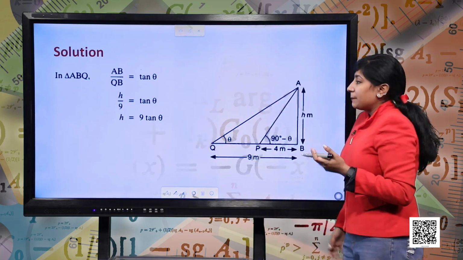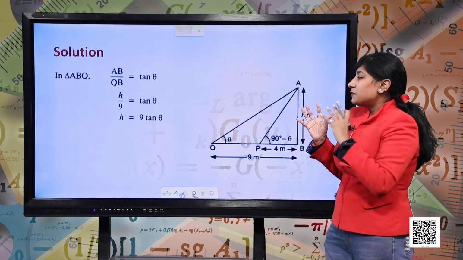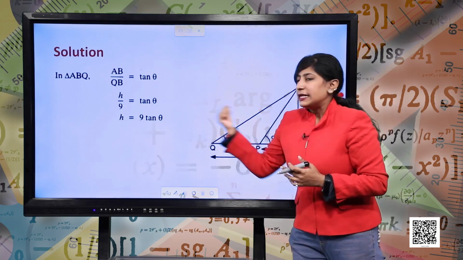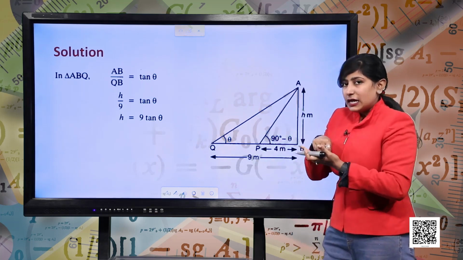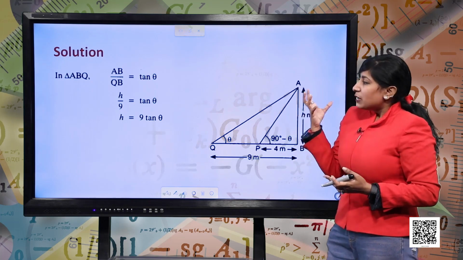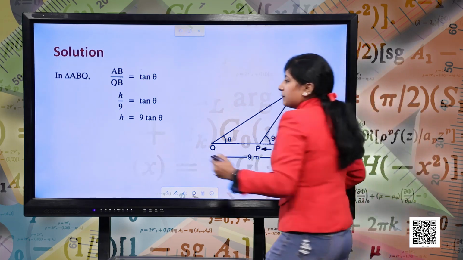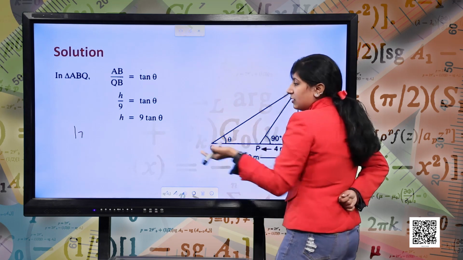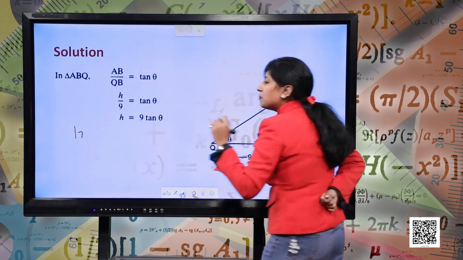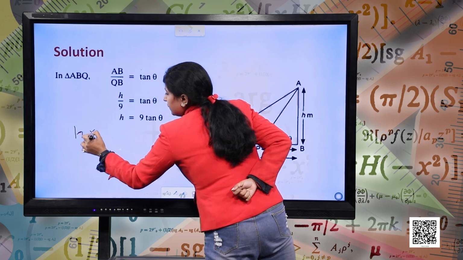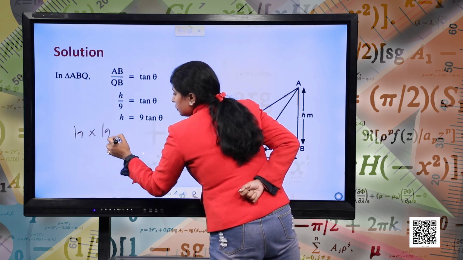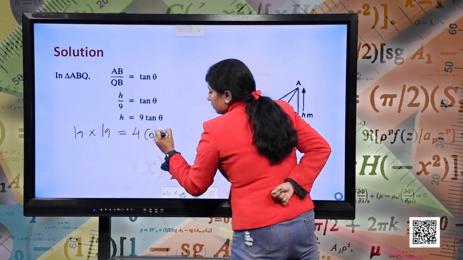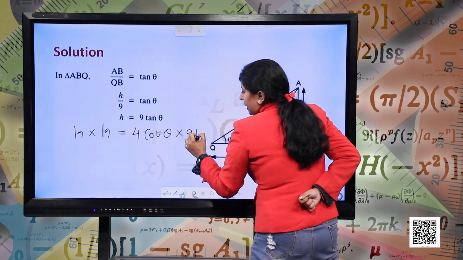Now earlier we found out that h is equal to 4 cot theta, and here h is equal to 9 tan theta. But we need to find the value of h. So we are going to do something with the help of which we can eliminate this theta. So you know that tan theta into cot theta is 1. So what I do is multiply the two equations, h equal to 4 cot theta, and h equal to 9 tan theta. If you multiply the LHS of these two equations, you get h into h. And if you multiply the RHS of these two equations, you get 4 cot theta into 9 tan theta.